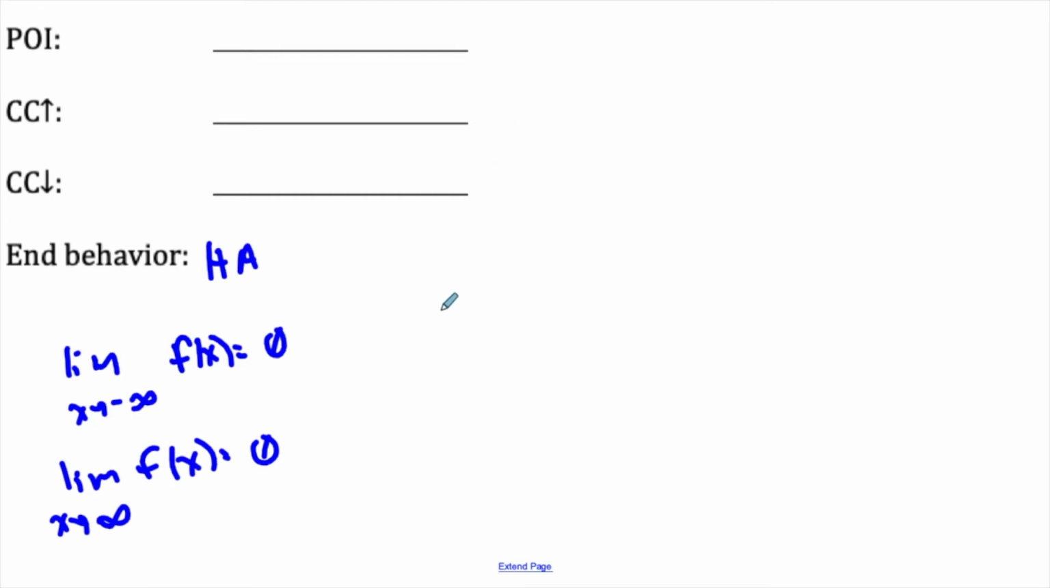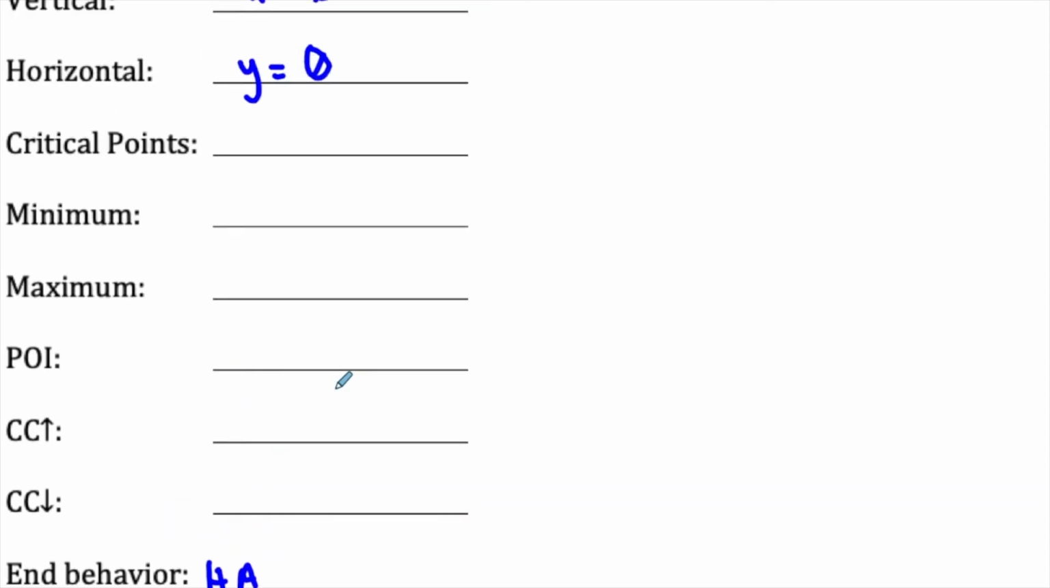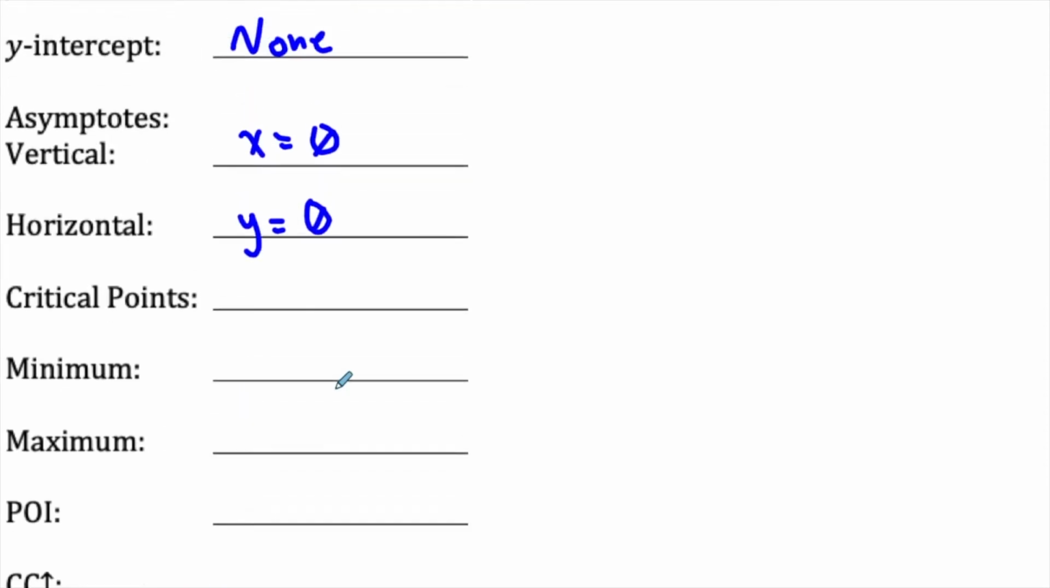If you end up with a slant asymptote, then you would have to verify, or show me which of these is negative. Does the negative infinity give you a negative, or the positive infinity give you a negative? Otherwise, your horizontal asymptote would be 0, or it'll be some number, if the highest powers are the same.